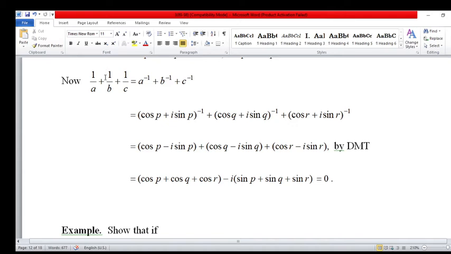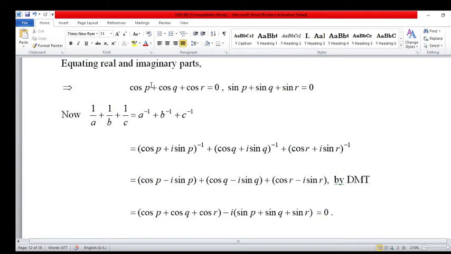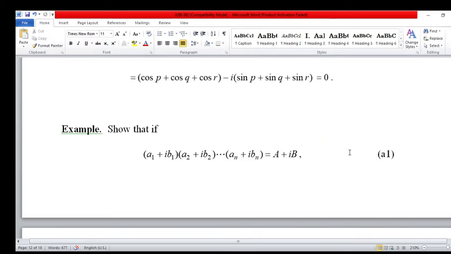Meaning 1/a plus 1/b plus 1/c is equal to 0. Why will this be 0? This is already given: cos P plus cos Q plus cos R is equal to 0, and sin P plus sin Q plus sin R is equal to 0. So the result is 0.